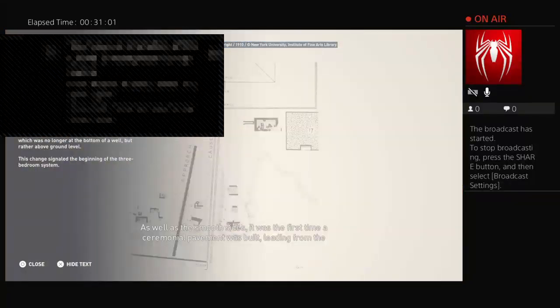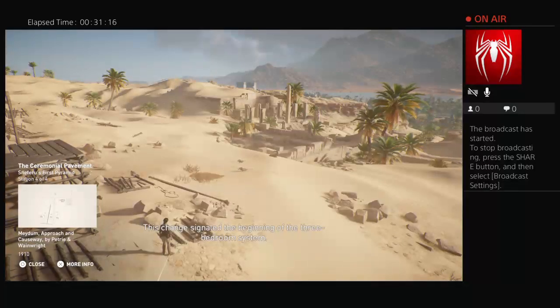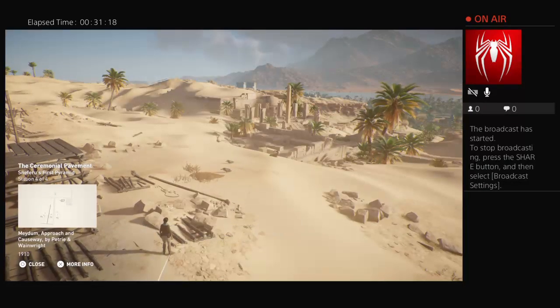A ceremonial pavement was built, leading from the valley to the temple of the pyramid. Another innovation was that of the funerary chamber, which was no longer at the bottom of a well, but rather above ground level. This change signaled the beginning of the three-bedroom system.